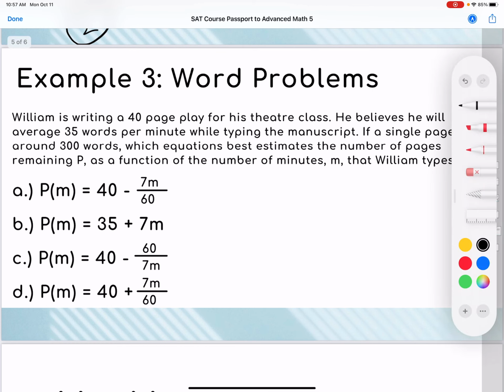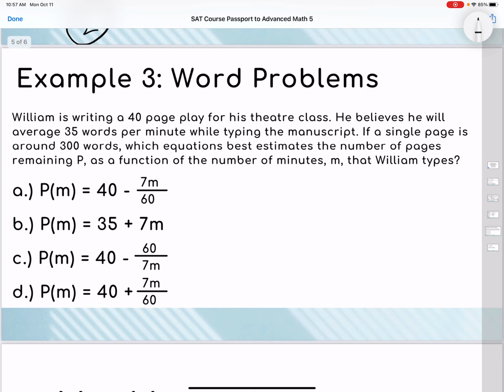So here we're looking for basically the number of pages that he has left the more he continues to type. So essentially at what rate is he finishing this and how many pages are left as he does, okay?